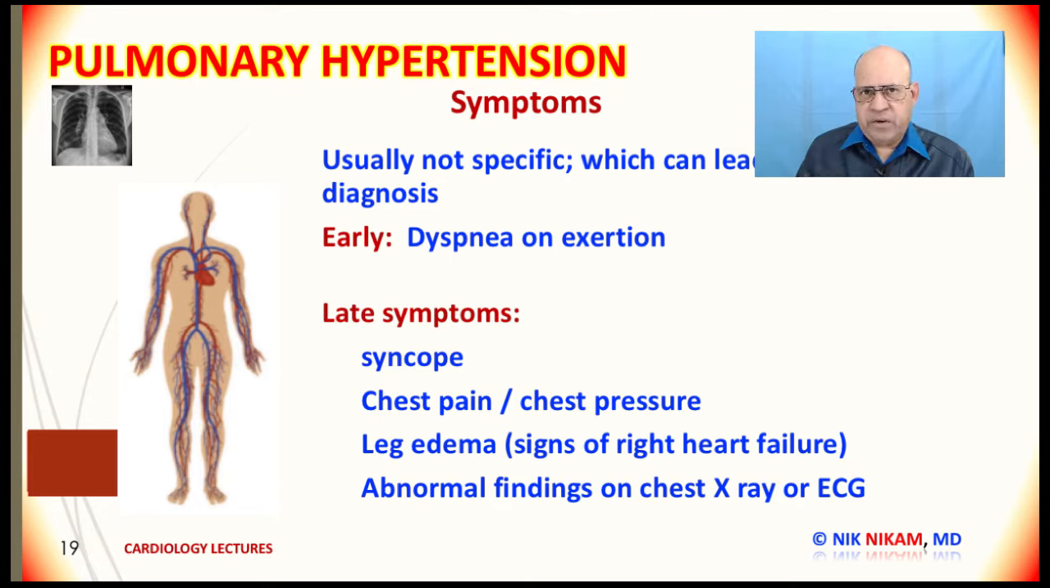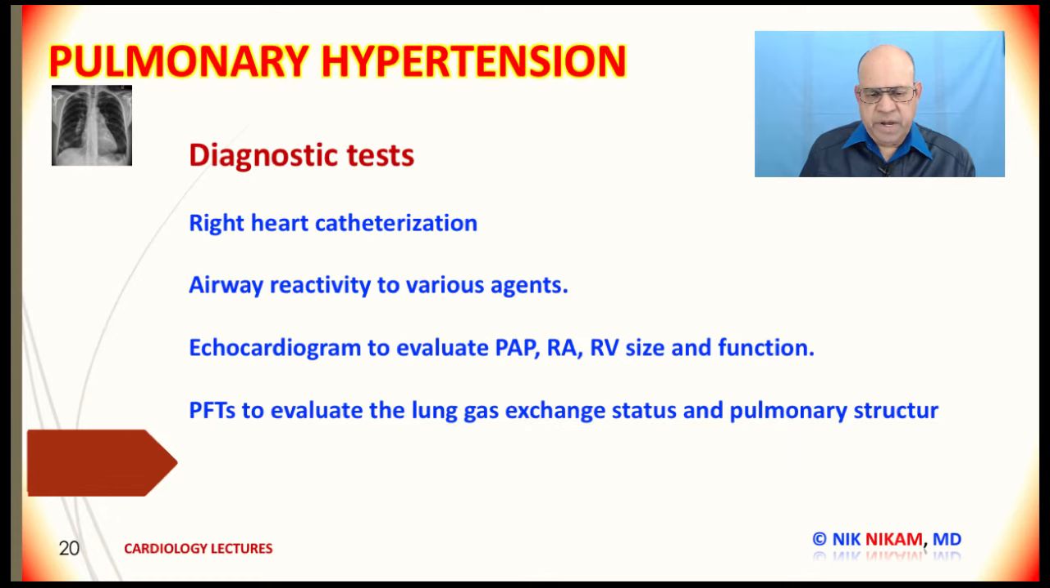And if it's secondary pulmonary hypertension, we may be able to see signs of lung disease or left-sided heart failure. The diagnostic tests would include electrocardiogram, chest X-ray, echocardiography, airway reactivity tests, pulmonary function tests, and finally right heart catheterization to diagnose pulmonary arterial hypertension.